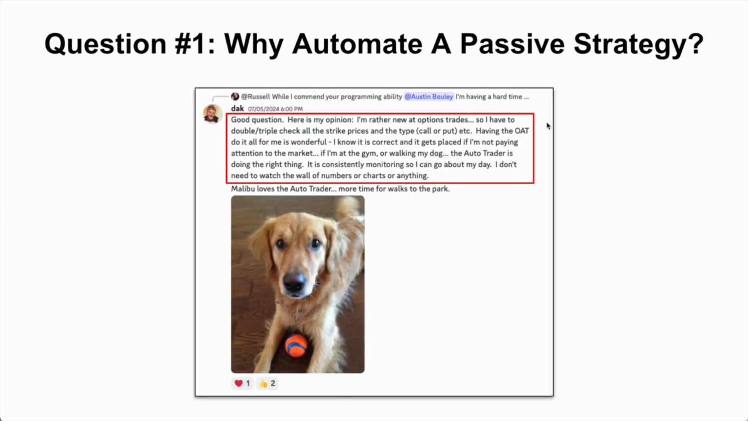Guys, David here even answered this question. He's for somebody who asked. He said, "I'm rather new at options trading, so I have to double and triple check all the strike prices and the type. Am I trading call or put?"